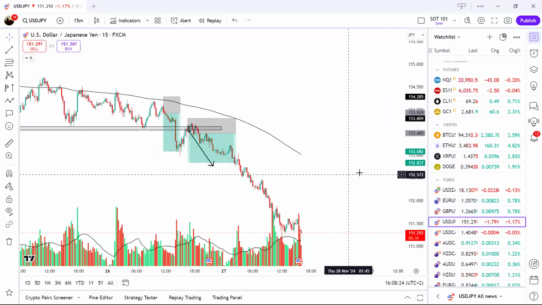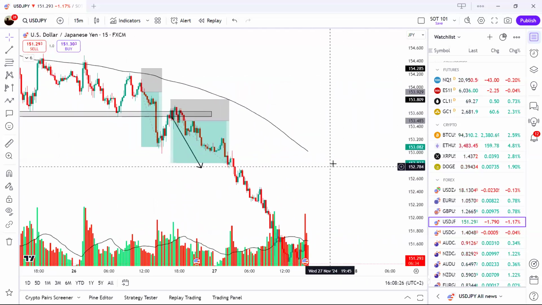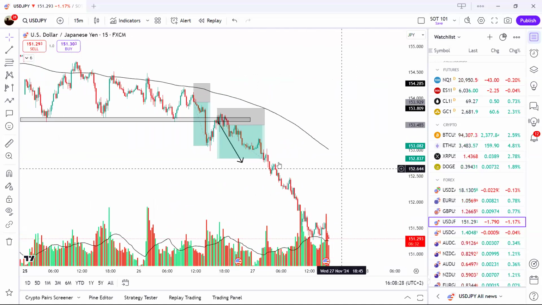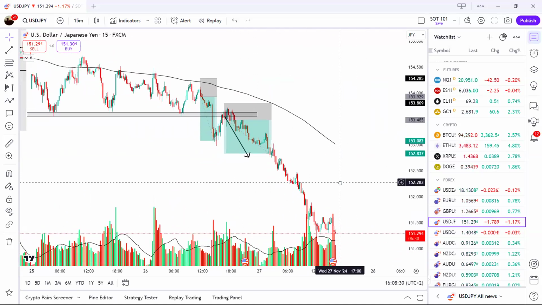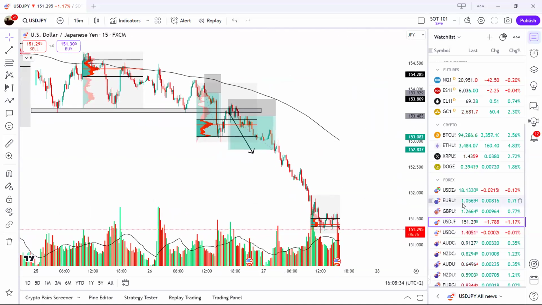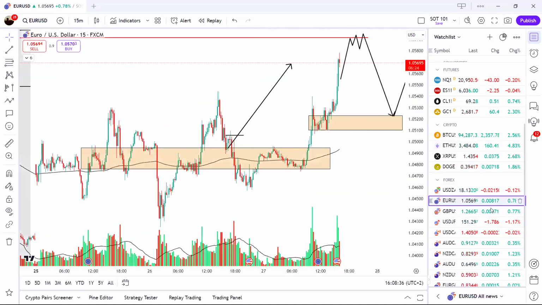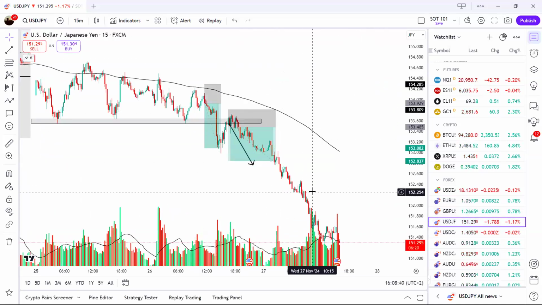Jumping to USD JPY, we also want to see the downwards move. And finally, something that's really important for me is the fact that Euro USD is pushing upwards, GBP USD is pushing upwards, and USD JPY is pushing downwards. So the markets are correlating, well, negatively, obviously.